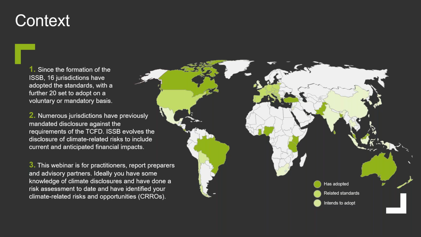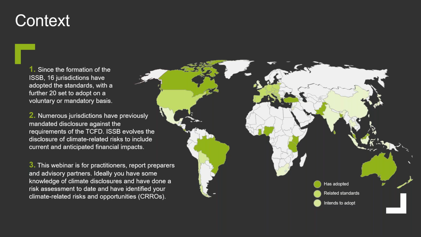So at COP29 in Glasgow in 2021, we had the formulation of the ISSB. So since the release of their S1 and S2 standards, we've had 16 jurisdictions adopting the standards, with another 20 set to adopt on a voluntary and mandatory basis. As we can see from some of the countries being shaded, these really represent quite significant levels of economic activity.